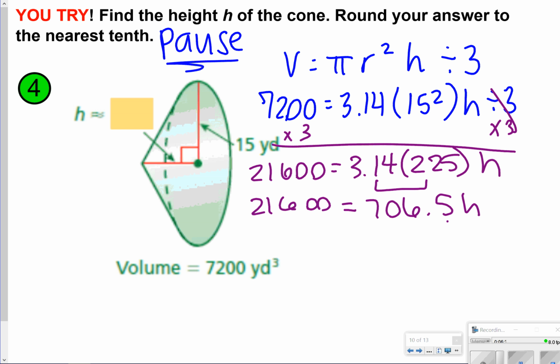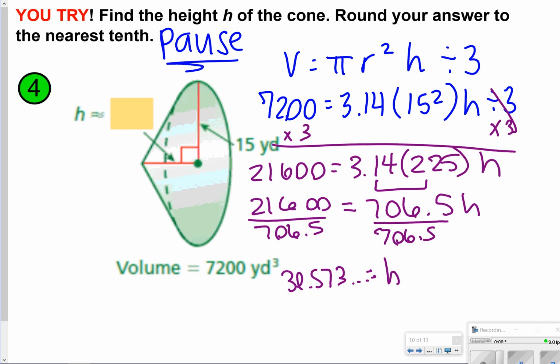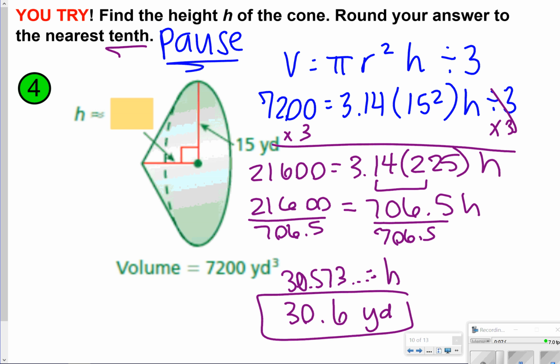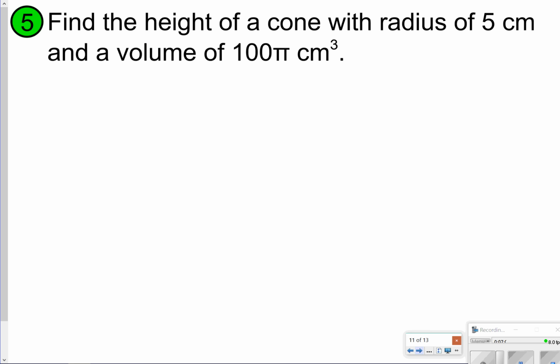So now I'll be able to divide both sides by 706.5. So 21,600 divided by 706.5. That's going to give you, again, a longer number, 30.573, and so on. It does say round to nearest tenth, so we're going to say 30.6 yards. Okay? You're going to try one more.